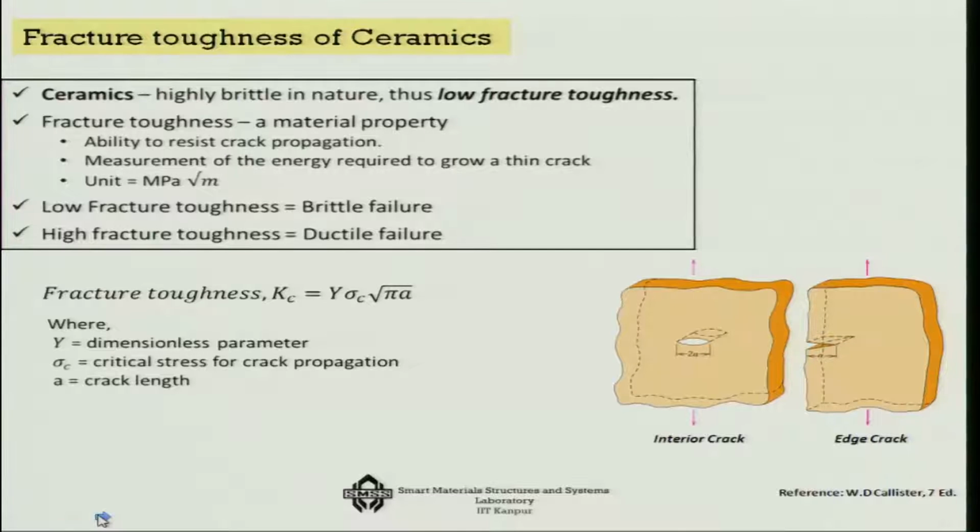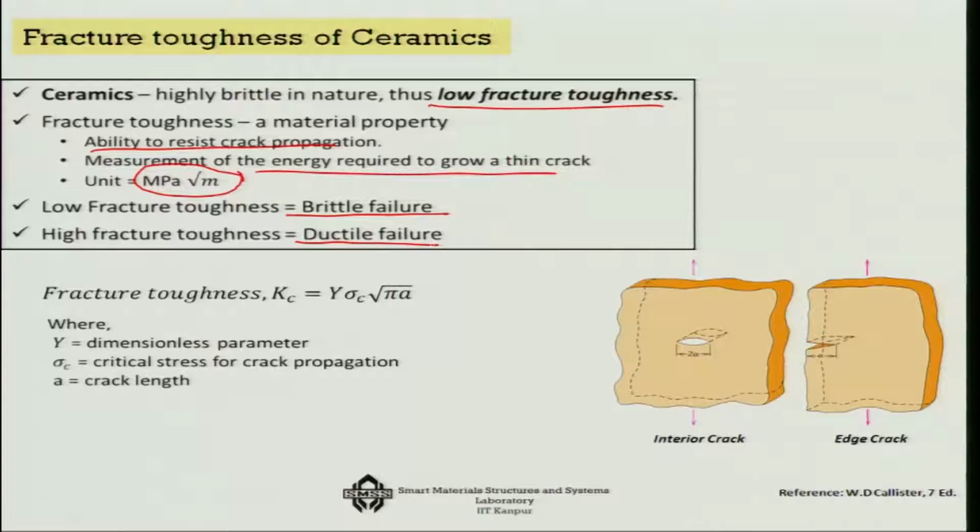Okay. Now, ceramics, being highly brittle in nature, have low fracture toughness, and fracture toughness, I have not talked about it earlier, it is a material property which talks about the ability to resist crack propagation, and it also talks about the energy that is required to grow a thin crack before the failure occurs, and the unit of it is megapascal times square root of meter. Now, low fracture toughness means brittle failure, just like earlier I showed you brittle failure of the chalk samples, and high fracture toughness means ductile failure. I showed you also the ductile failure of the mild steel samples.